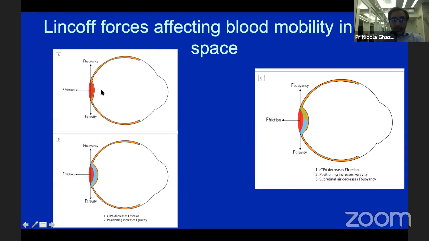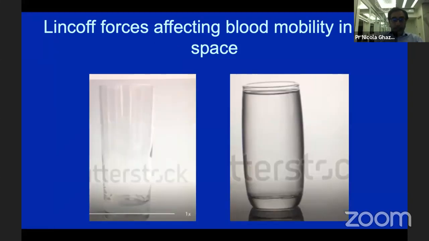Then we put the gas, 50% gas fill, which improves the force of gravity. And also we position the patient upright following surgery, which also improves the force of gravity. And finally, we inject air into the subretinal space, and the buoyancy of blood in air is 830 times less than that in fluid, which also helps in displacing the subretinal blood inferiorly.